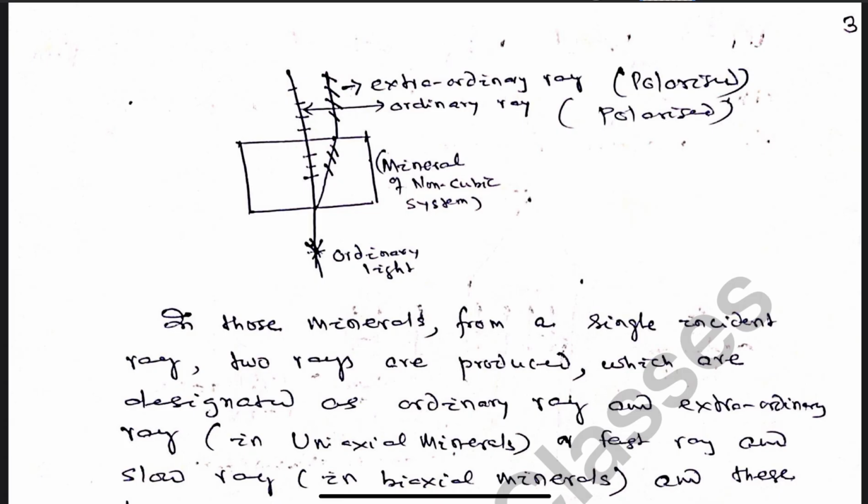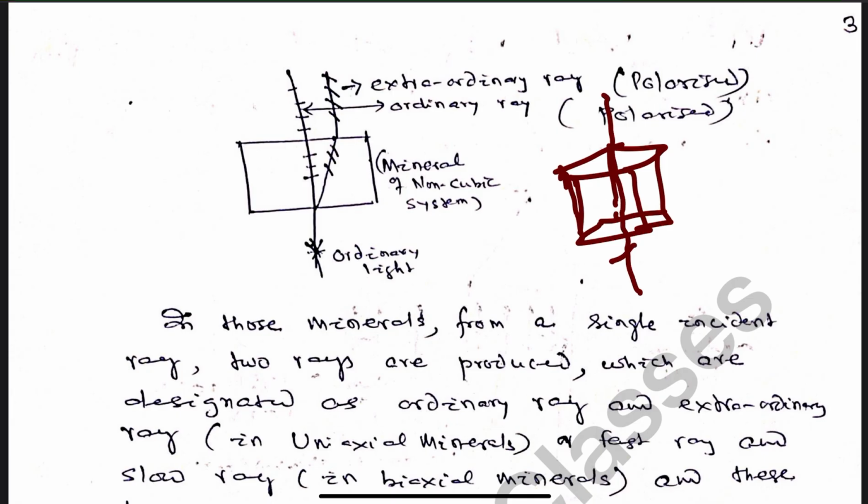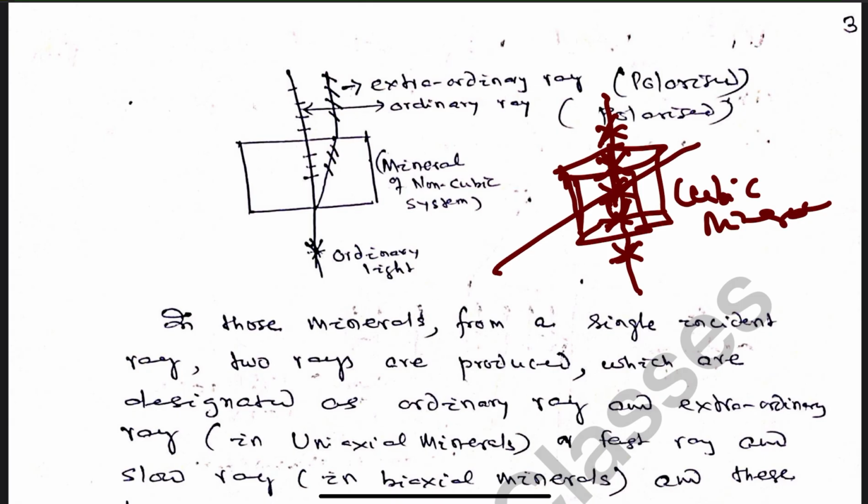If we take any mineral which belongs to the cubic system, the atomic structure of the mineral in the cubic system is uniform in all directions. That's why any ray of light entering into such a mineral is not found to be polarized. It remains an ordinary ray in any direction it moves. Any direction the light goes, it vibrates with equal ease in all directions and it never gets polarized. So this is the case in the cubic system.